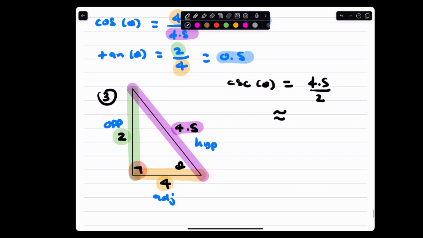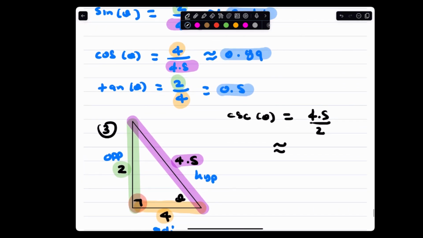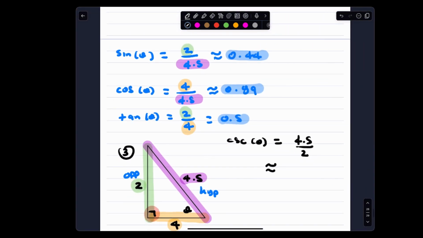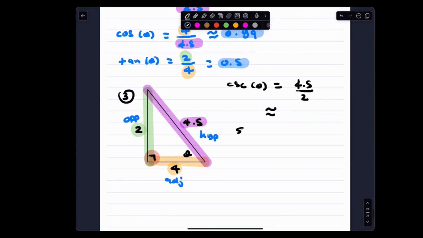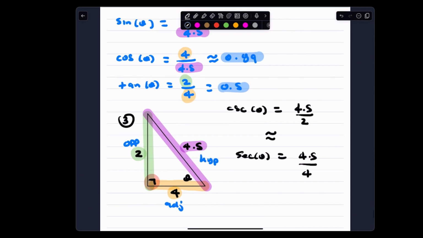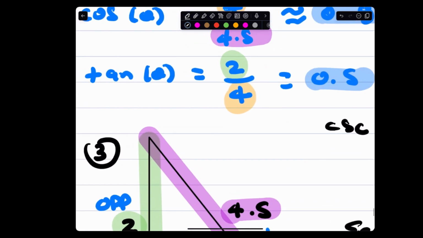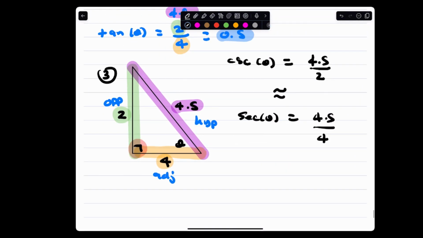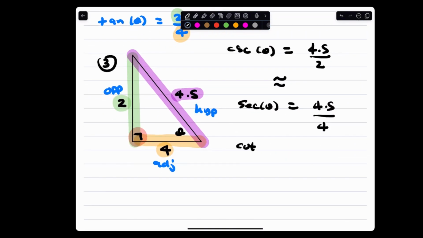What's the reciprocal of cosine now? Secant. Okay. So we're going to put secant theta is going to be 4.5 divided by 4 now, right? And the reciprocal of tangent is cotangent. 4 divided by 2. I already know that one. That's equal to 2.